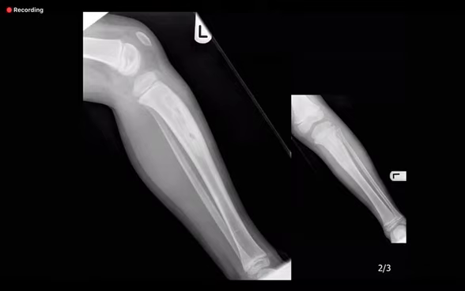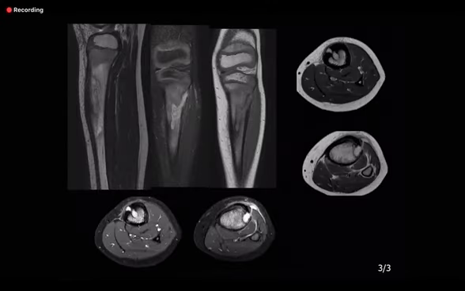So what are you going to do next? So if the history is typical of an osteoid osteoma and they do have night pain relieved by aspirin, I'd recommend a CT. Okay.